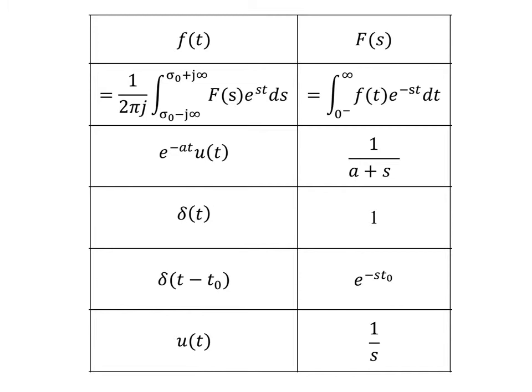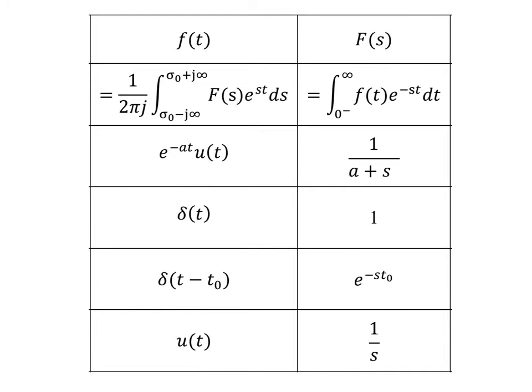For example, the region of convergence for the delta function, delta of t, is 1 everywhere in the s-plane. Whereas u of t, which has 1 over s, notice that at s equals 0, this thing does not converge. But to the right of sigma equals 0, it does. So that's why the region of convergence is defined by the left edge, sigma is equal to 0.